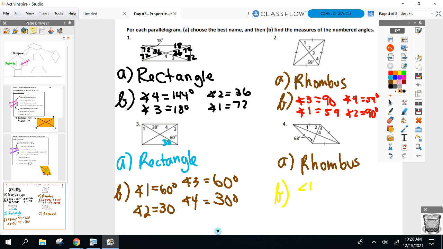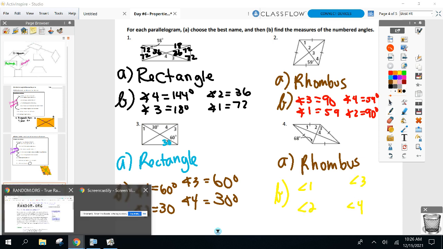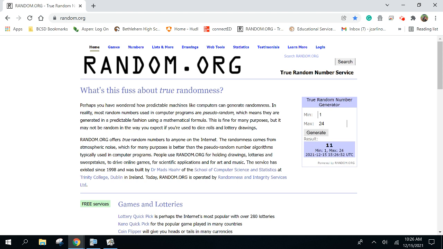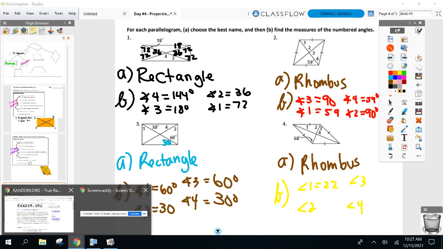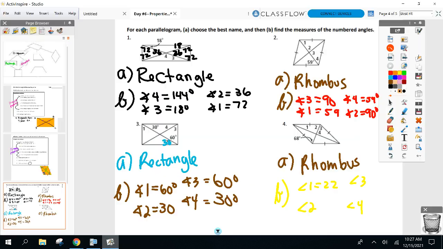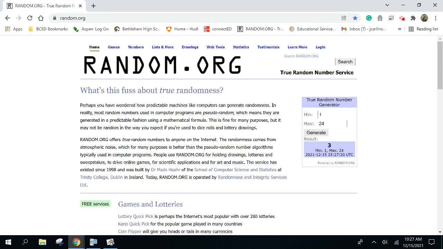And B. 1, 2, 3, 4 again. 15. Angle 1, 2, 3, or 4. 22 degrees. Yep. 22. 13. Another angle. 13. Angle 3 is 68. Diagonals bisect the angles. Yep. 68.